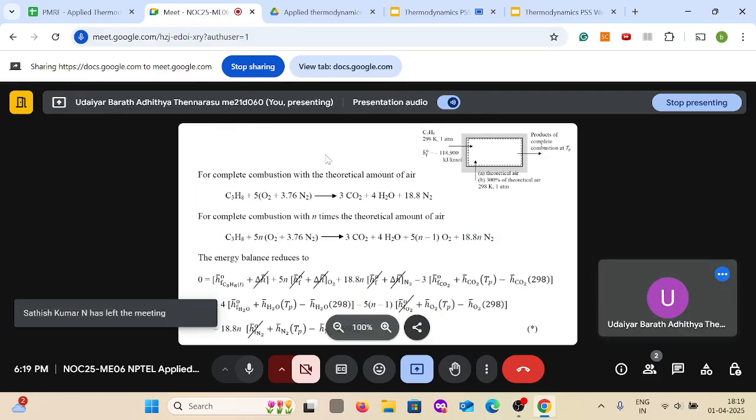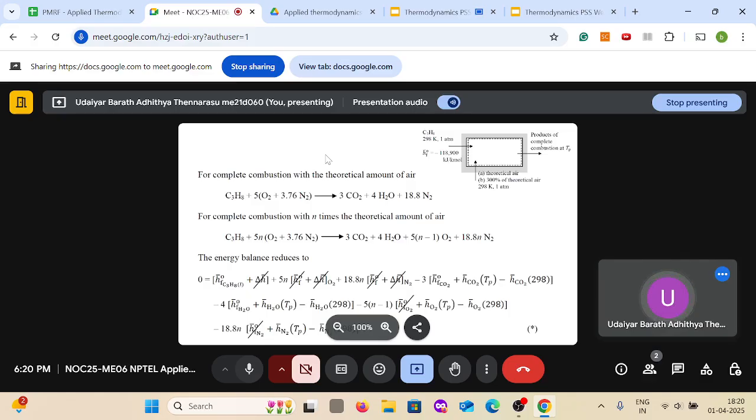Just like octane, here we have propane coming in at 25 degrees Celsius and 1 atmosphere, and we know the enthalpy of formation. We need to find the products for complete combustion and at what temperature the products are coming out. So for complete combustion with the theoretical amount of air, we have propane reacting with some moles of air: A into O2 plus 3.76 nitrogen gives B CO2 plus D H2O plus nitrogen. If you do each of the component balances, this is the expression you will get.